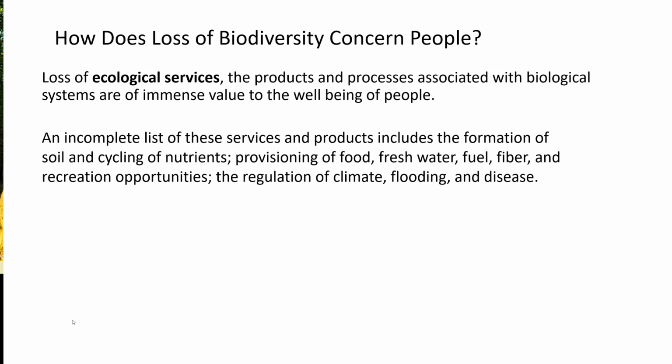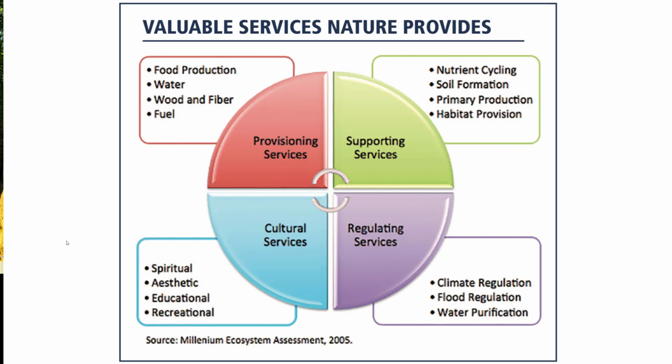Again, why does this concern people? I may be preaching to the choir. I hope that I am, but you may not understand, or you might think, why should I care? Well, the loss of ecological services and the products and processes associated with the biological systems are crucial to the balance and well-being if we think about a system as being open, with a lot of flux, a lot of flow. So, an incomplete list of the services and products that we rely on are the formation of soil, cycling of nutrients, provisioning of food, fresh water, fuel, fiber, and recreation opportunities, and then the regulation of climate, flooding, and disease. So, there's no way that any human on the planet can say that this doesn't concern me, because it concerns all of us.